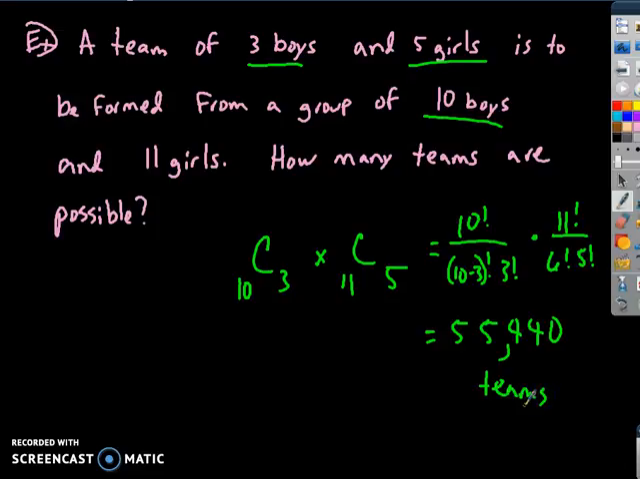Alright, so the question probably was, why do you multiply these and not add the combinations? Because it's just boys and girls, so why aren't the two sections added together? Well, let's think about that with smaller numbers.